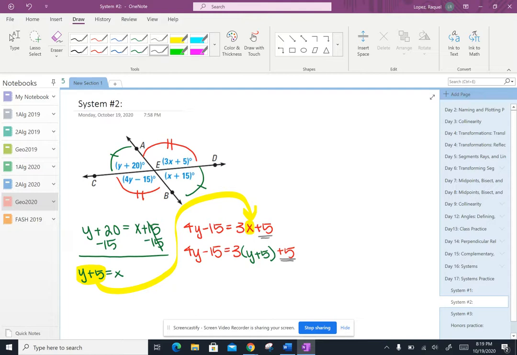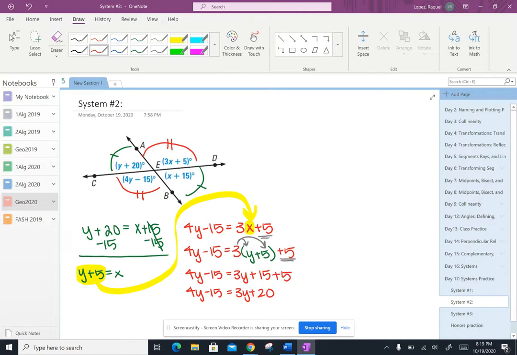Now, what's nice is that when I'm working with substitution, now I have everything in one variable. If you look at this line right here, everything is in terms of y. Okay, so from there, I want to distribute that 3 to both of those things inside the parentheses, and I've got 4y minus 15 equals 3y plus 15 plus 5. Now I want to start simplifying. I've got 4y minus 15. I'm going to simplify everything on the right, so I'm going to combine that 15 and 5, and I've got 3y plus 20.